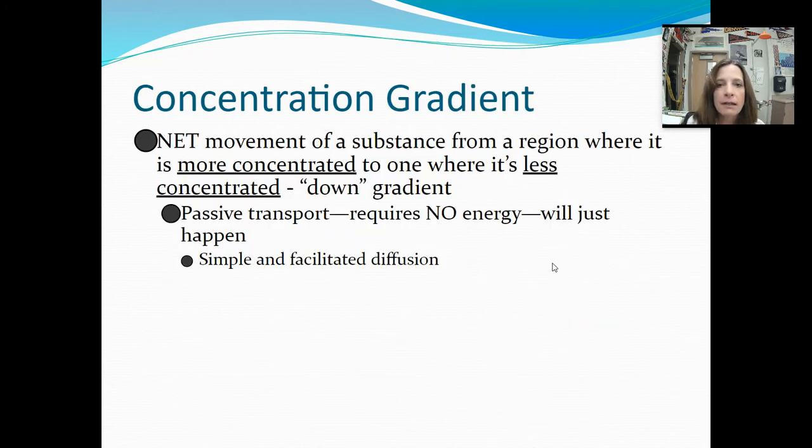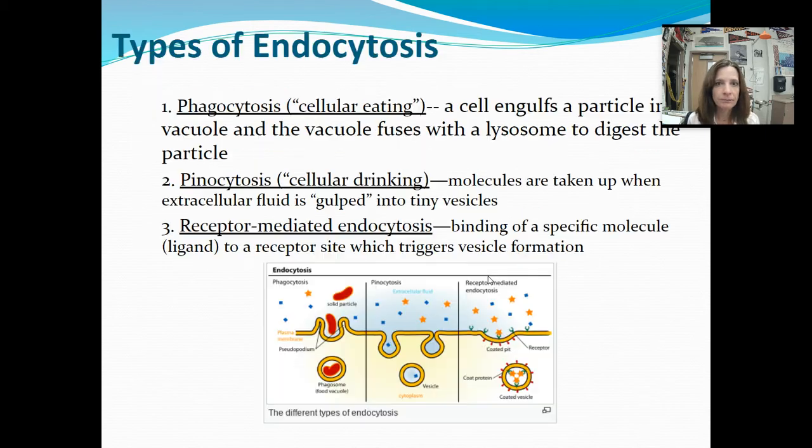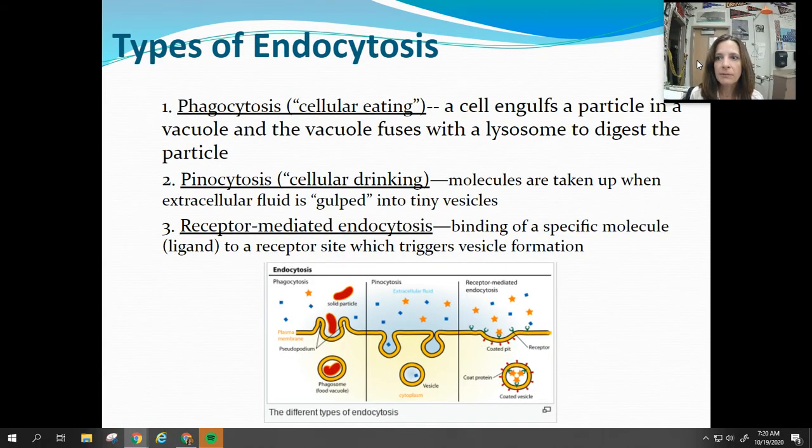So a big thing with cell membranes is the net movement of a substance from a region where it's more concentrated to one where it's less concentrated. And so things always move down their gradient. Net movement is important because substances are always going back and forth if they can go through the cell membrane, but the net or the majority of the movement is going from a high concentration to a low concentration. If it's doing this, it's passive transport, which means they don't require any energy, and examples are simple and facilitated diffusion.